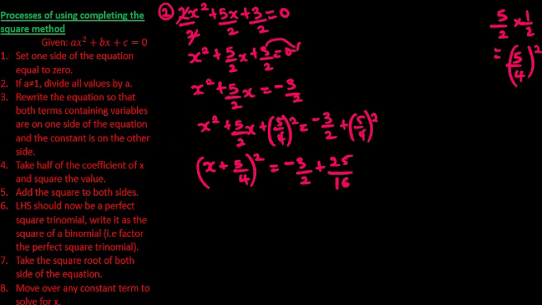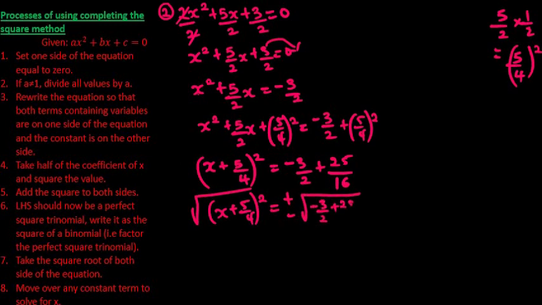So rule number 7 says take the square root of both sides of the equation. The square root of both sides of the equation will give us x plus 5 over 4 squared equal to plus or minus the square root of minus 3 over 2 plus 25 over 16. The square root cancels the square. We'll be left with x plus 5 over 4 equal to plus or minus root of minus 3 over 2 plus 25 over 16.